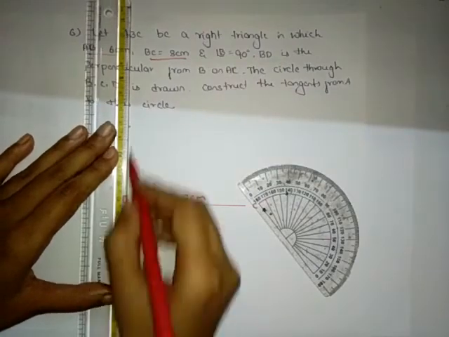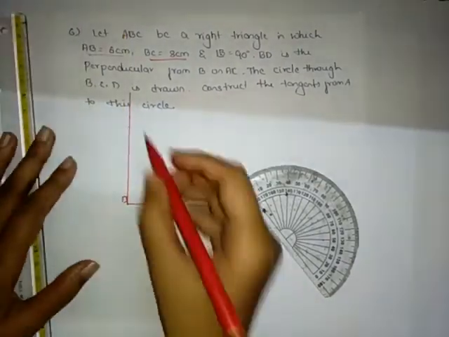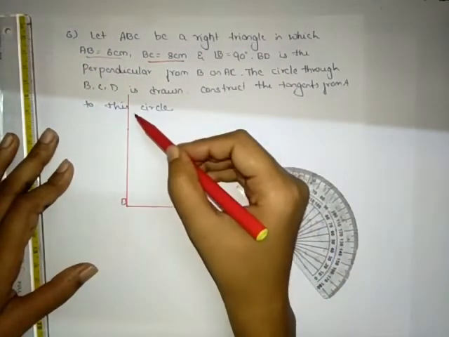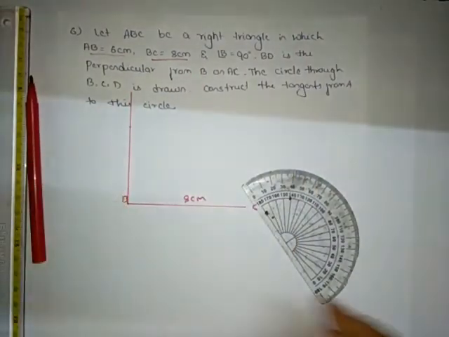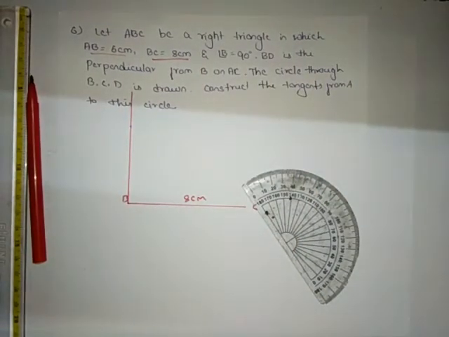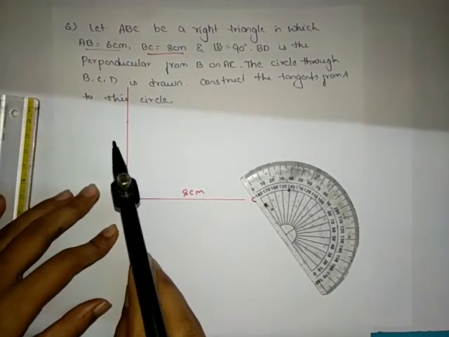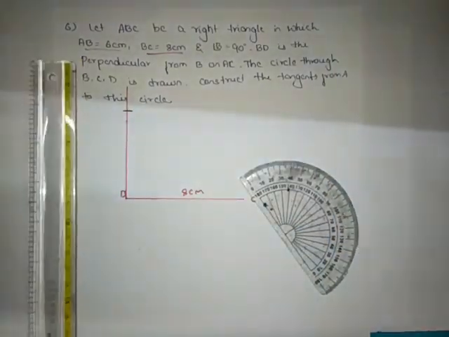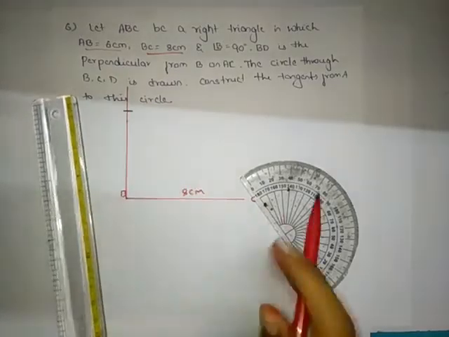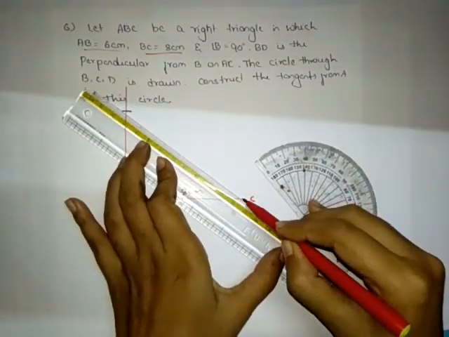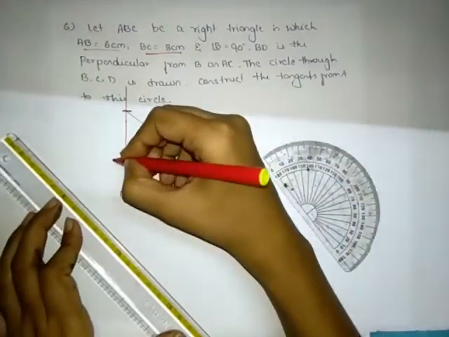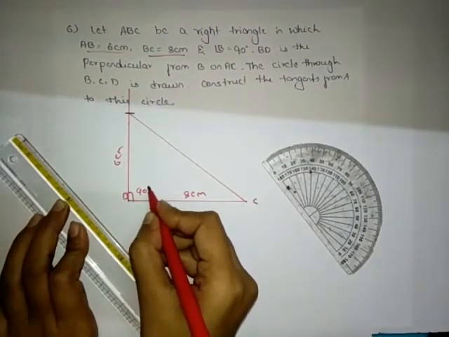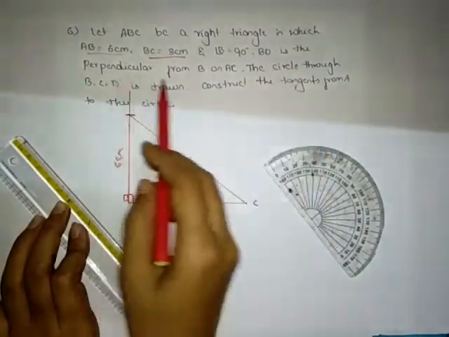Now we'll join these points, and again we'll take AB of 6 centimeters. If this is B and this is C, this point will obviously be A, right? So we'll take it as the BA value. The length of BA is 6 centimeters. We'll cut this by taking the 6 centimeter length. I'm going to cut this length, and we'll join this point to C here. Right? Now this is 6 centimeters, and this angle is 90 degrees.